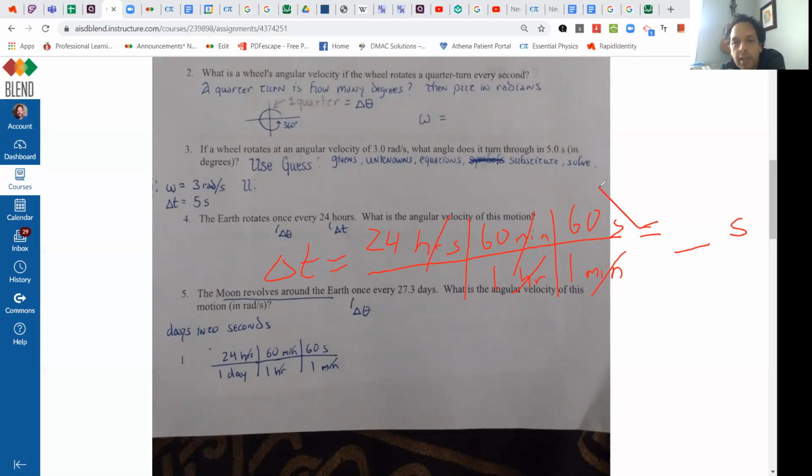So delta t, the change in time. Yeah, so we know that, right? There's 24 hours in 1 day. So how many seconds is that? This will get that to you.